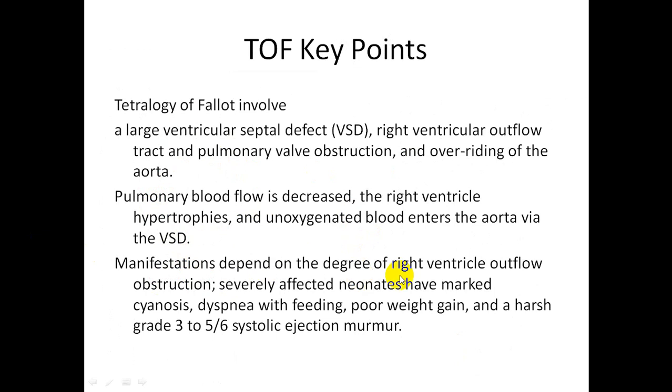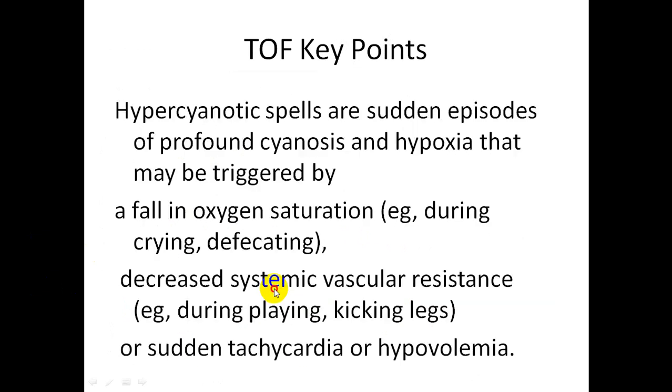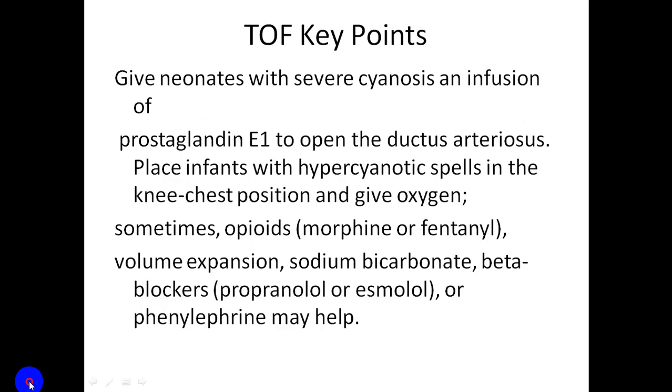Manifestation depends on the degree, as we said, of right ventricular outflow tract obstruction. Severely affected neonates have marked cyanosis even at birth, dyspnea with feeding, poor weight gain, and a harsh grade 3 to 5 or 6 systolic ejection murmur. This murmur usually disappears during a hypercyanotic spell. Hypercyanotic spells are sudden episodes of profound cyanosis and hypoxia that may be triggered by a fall in oxygen saturation, for example during crying or defecating, decreased systemic vascular resistance during playing or kicking legs, or sudden tachycardia or hypovolemia.